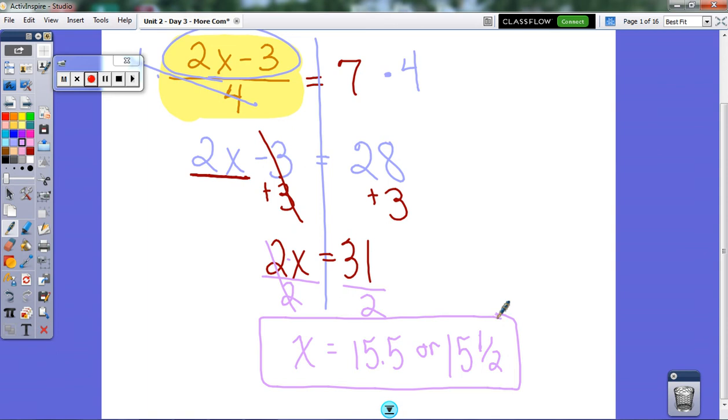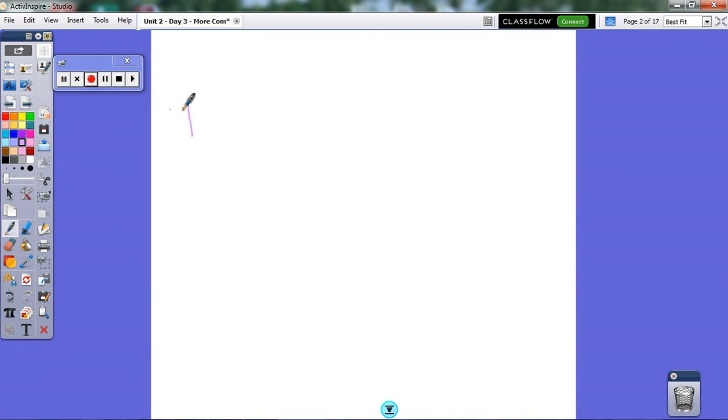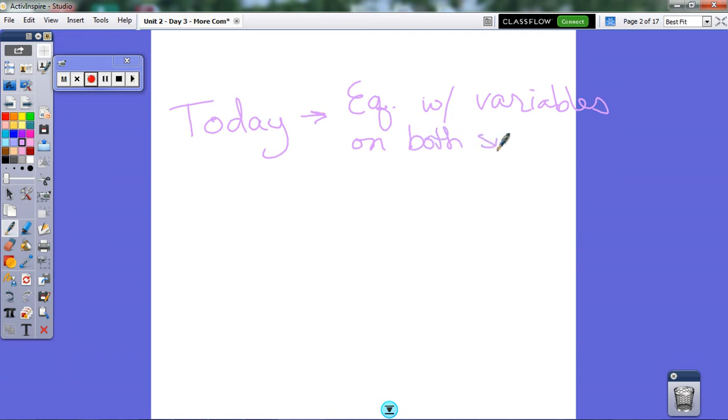Now, before we jump into today's notes, I want to just talk for a second, okay? Today you guys are going to be doing equations with variables on both sides. Next class, we are going to be reviewing, okay? And I believe we're going to be doing absolute value equations, but we're going to be reviewing and having a lesson.